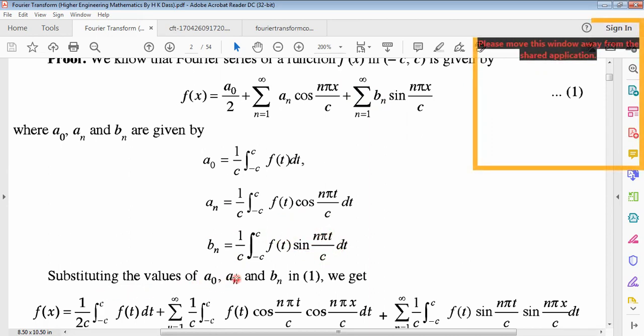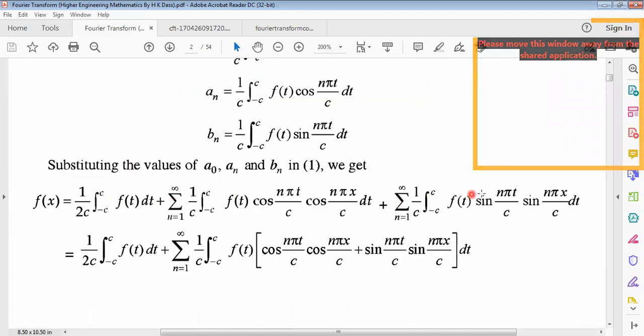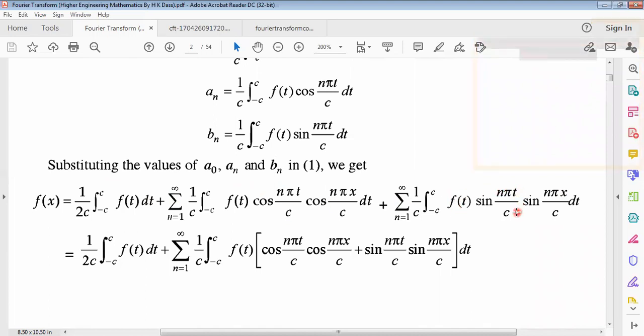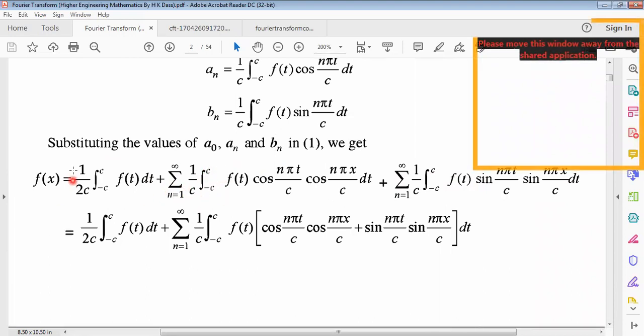Now substituting all these coefficients a naught, a n and b n of sine and cos into equation 1, we get a big equation like this. There is a summation and integration also, remember it. Now this can be written as 1 by 2c, with integral limits minus c to plus c of f of t dt.